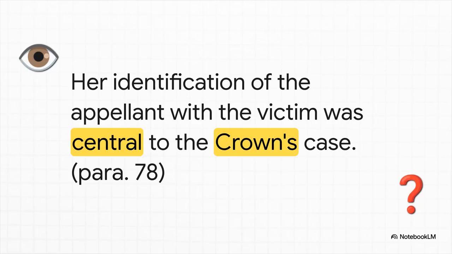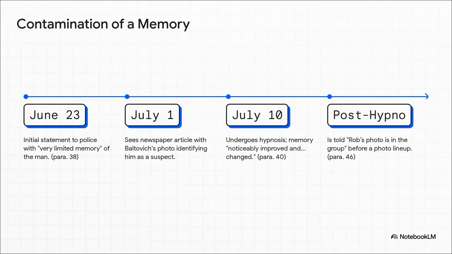So let's look at witness number 1, Miriam Perez. She said she saw Baltovich with the victim on the very day she disappeared. Her testimony was the absolute linchpin of the Crown's case. If the jury believed her, it was pretty much game over. But her memory, well, it was anything but solid. At first, she told police she had a very limited memory. Then she sees a newspaper photo of Baltovich. Then she undergoes hypnosis, and suddenly her memory noticeably improved. And to top it all off, before a photo lineup, a police officer tells her, "Rob's photo is in the group." This is like a textbook example of how a memory can get contaminated.